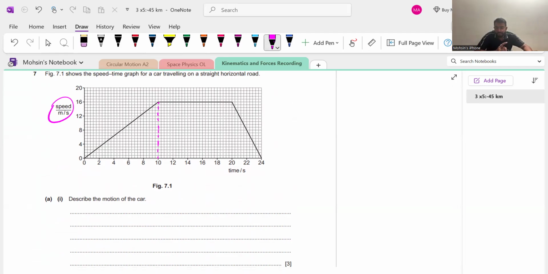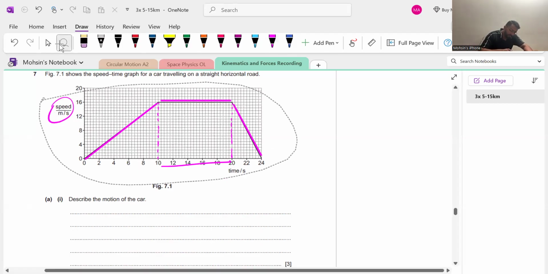So speed time graph's gradient gives us acceleration. So from 0 to 10, the gradient is constant. It means that the acceleration is constant. From 10 to 20, the gradient is 0. It means that the acceleration is 0. And from 20 to 24, the gradient is constant again, but it is negative. It means right now the object is decelerating because the speed is decreasing.